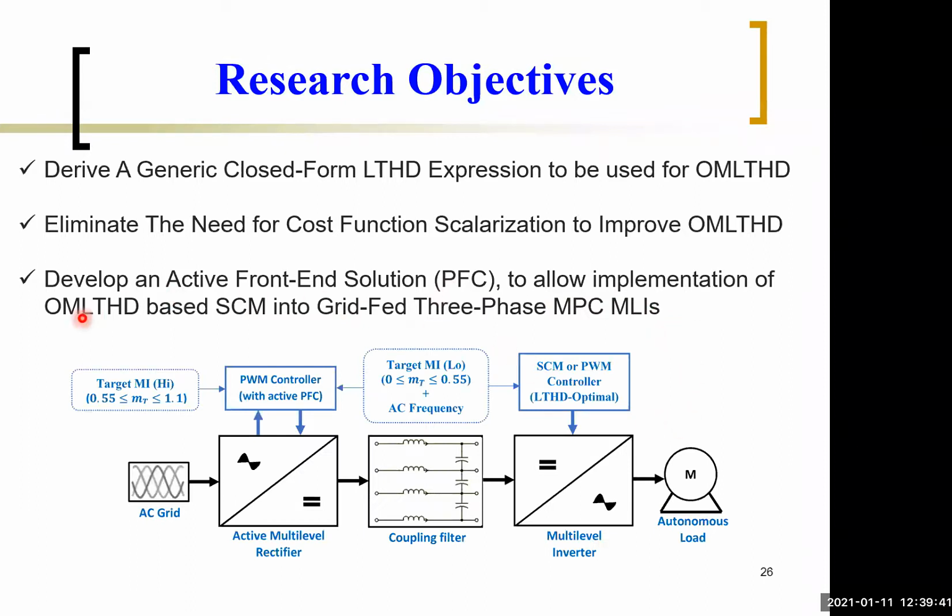This is the system that we propose. This is the grid. This is the new topology called the negative multi-level rectifier. This is just a coupling filter, and this is an existing multi-level inverter, all of which are jointly controlled to provide a minimum line voltage THD for any target output voltages.